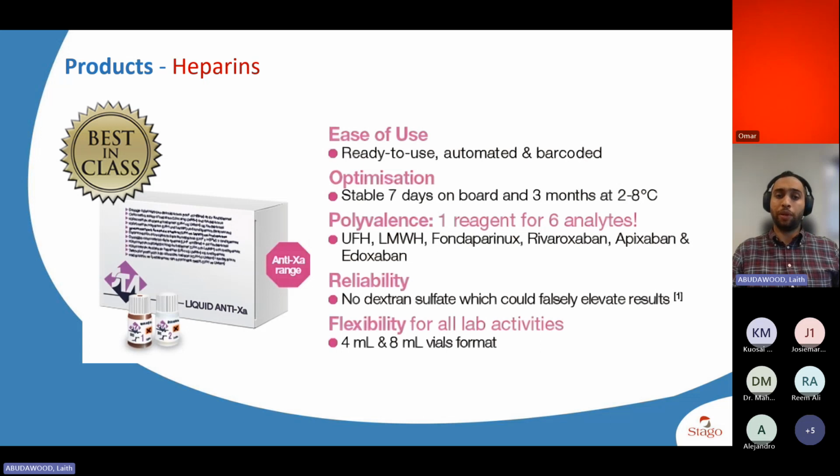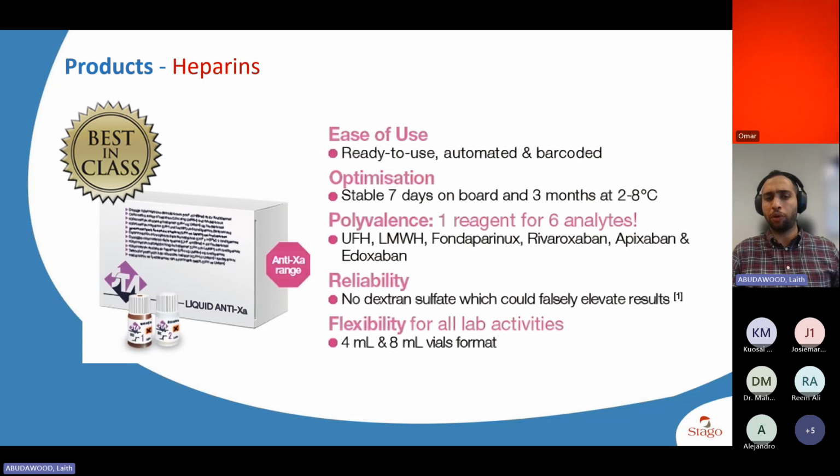This kit can be used for heparins, unfractionated heparin, low molecular weight heparin, fondaparinux. Then we'll go later on for the DOACs. So the same kit for all of them. You don't have to have a kit for unfractionated heparin, another kit for low molecular weight heparin. No, it's all the same. The reliability aspect, I will come to it in the next couple of slides.